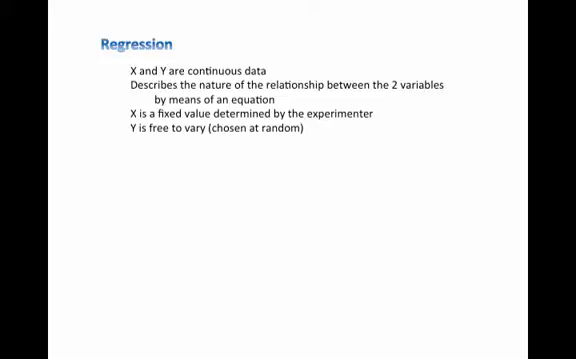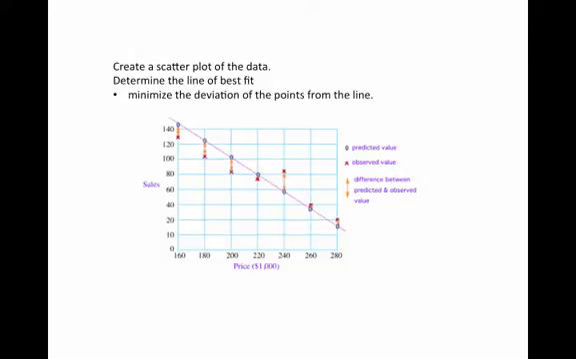To do a regression, you will use Excel to create a scatter plot of the data. Then you will use the trend line feature to determine the line of best fit through the data. This line, which is also known as the regression line, is the one that minimizes the deviation of the points from the line. This figure shows what I mean.